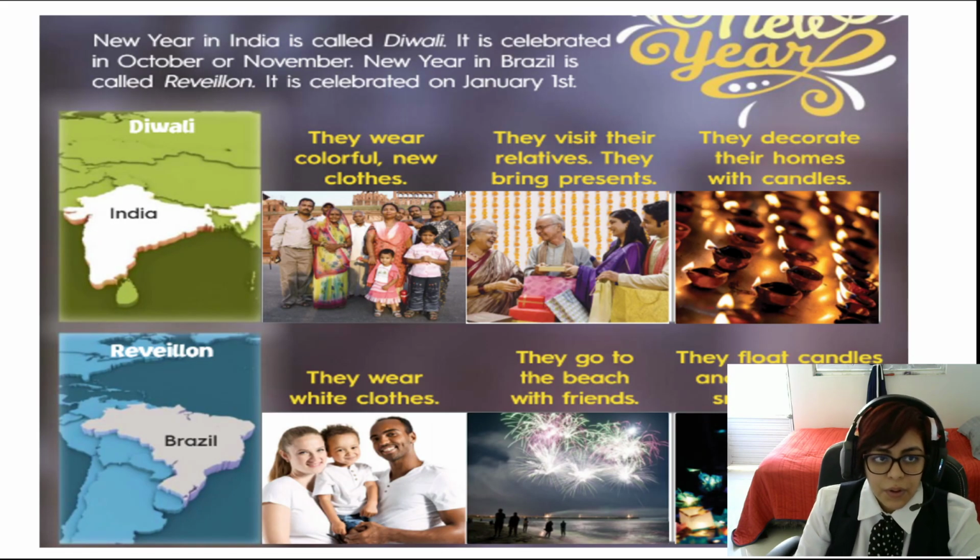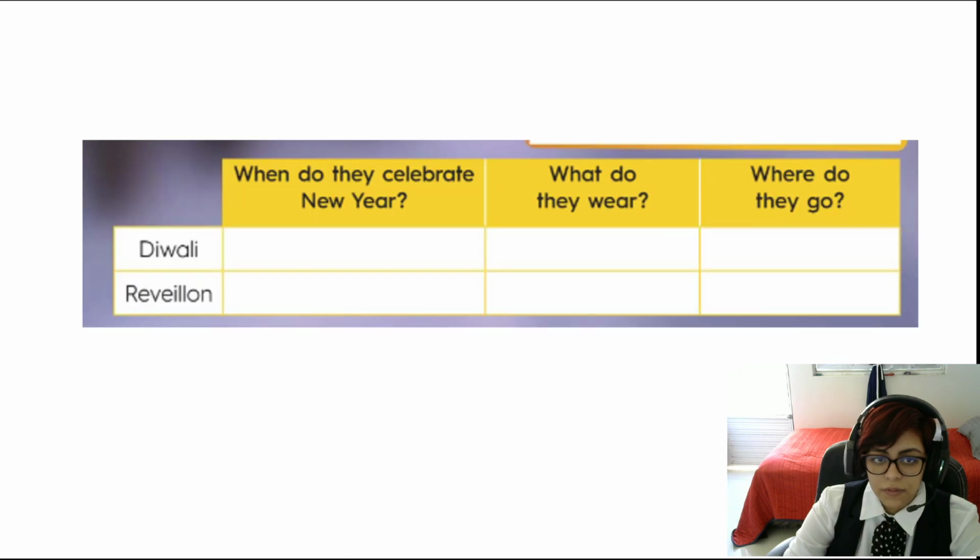So we have that New Year in India is called Diwali. It is celebrated in October or in November. New Year in Brazil is called Réveillon. It is celebrated on January 1st. So, in Diwali, when do they celebrate New Year?